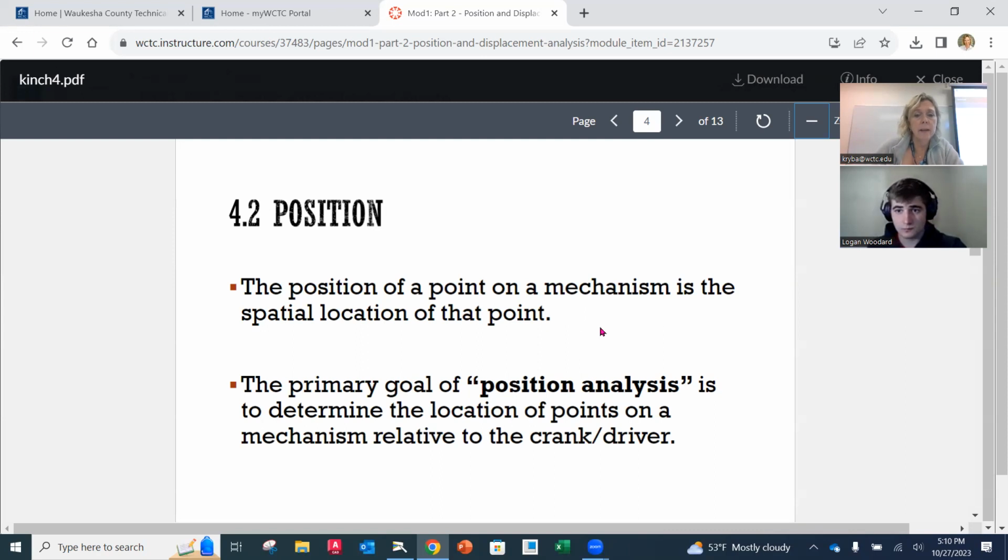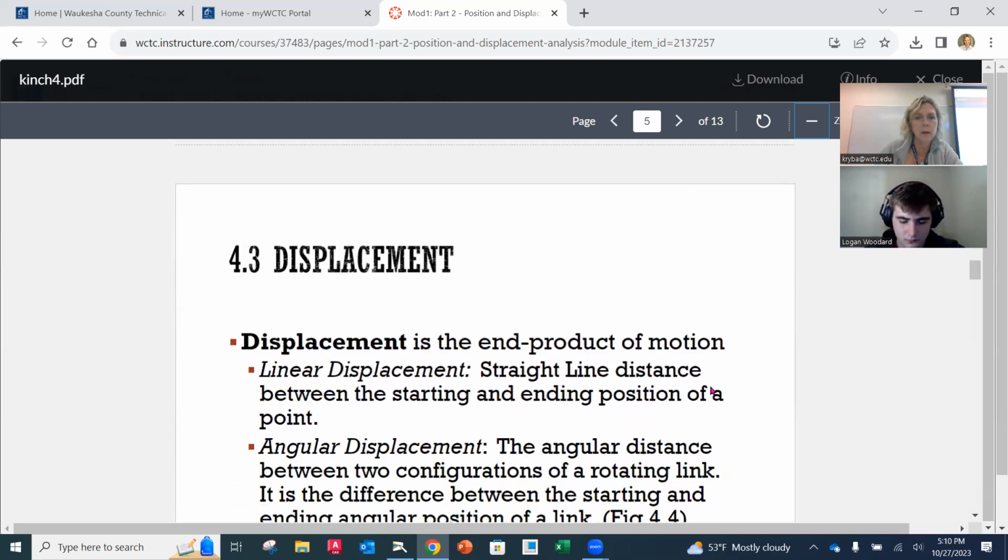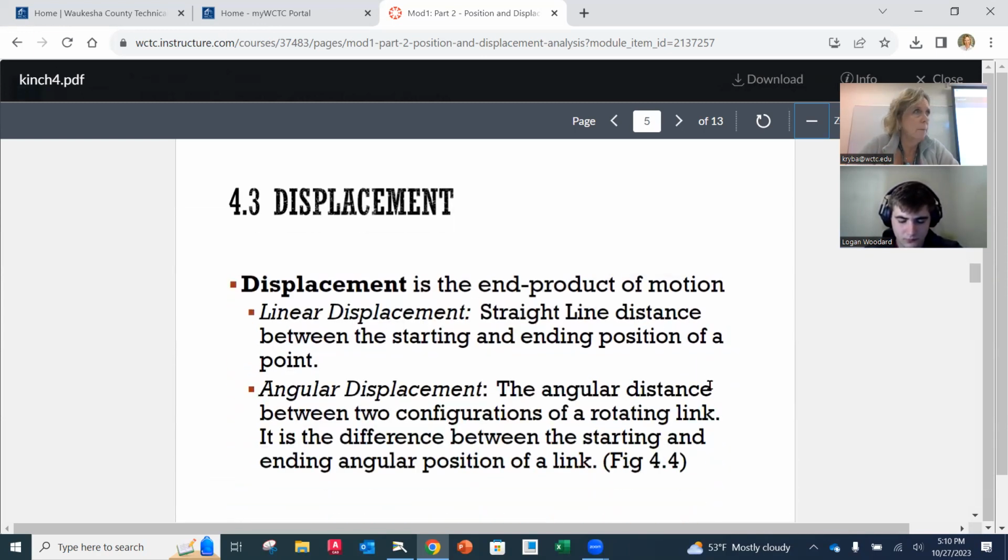So the primary goal of positional analysis is to determine the location of points on a mechanism that are relative to other links that are going to be moving. And most often we are concerned about, when that crank moves, what's happening to the rest of our mechanism. So displacement is the end product of motion.